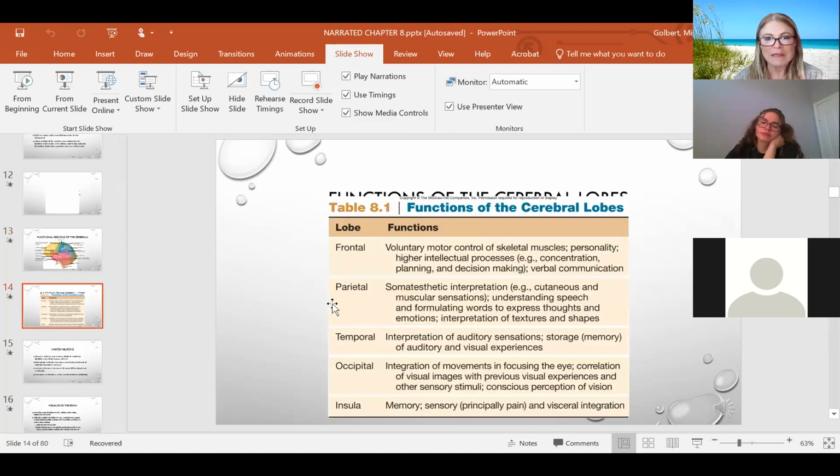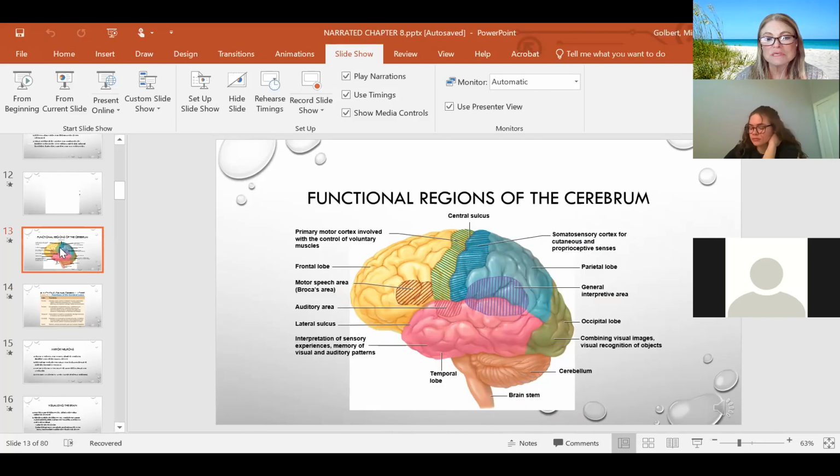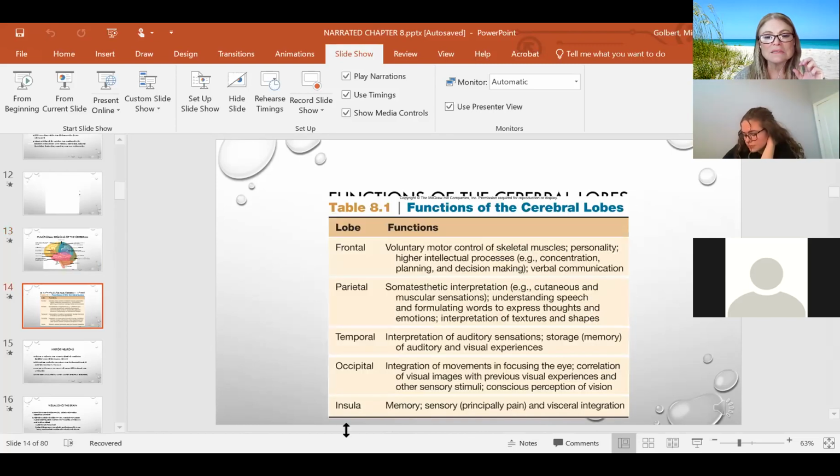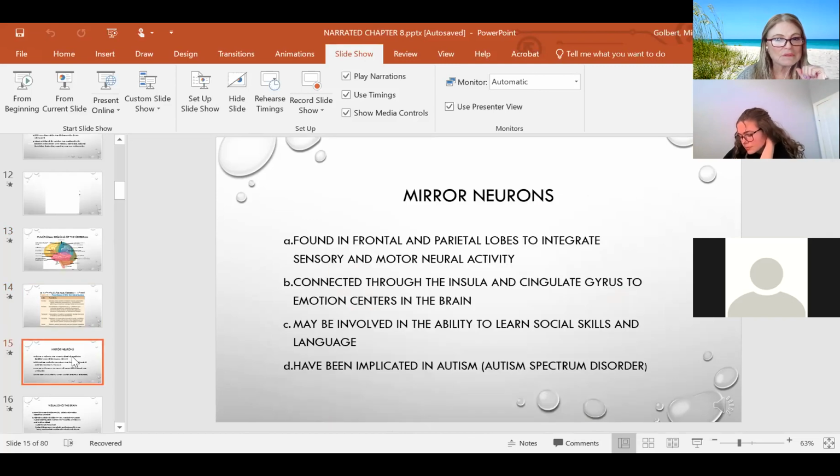So here you have a little summary of the functions like I went through. The insula, which you don't see in this picture, is kind of like deeper around here. So you have to kind of remove the temporal lobe to see the insula. And the insula is related to memory. How do we do consolidation of memory? One of the major functions of that.